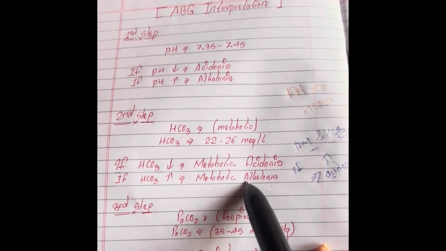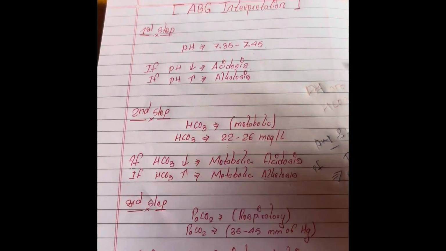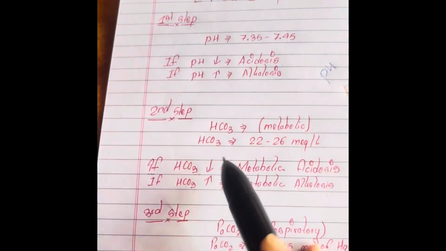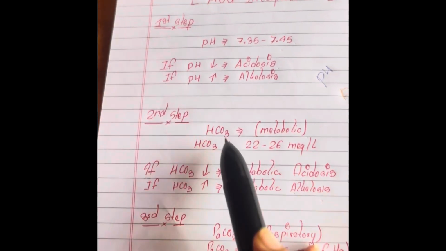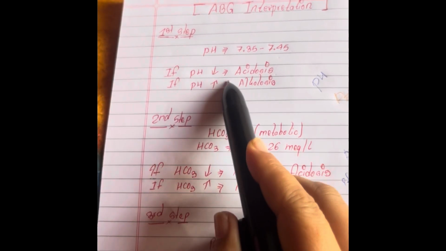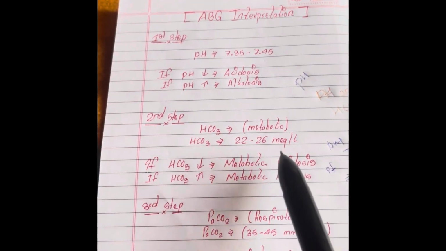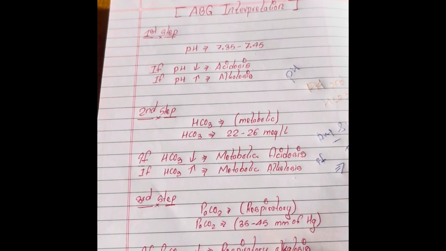So the easy way to remember is that in both pH and bicarbonate there is an H. So if it increases, then it will be alkalosis. If it is decreased, it will be acidosis. This is an easy way to remember.